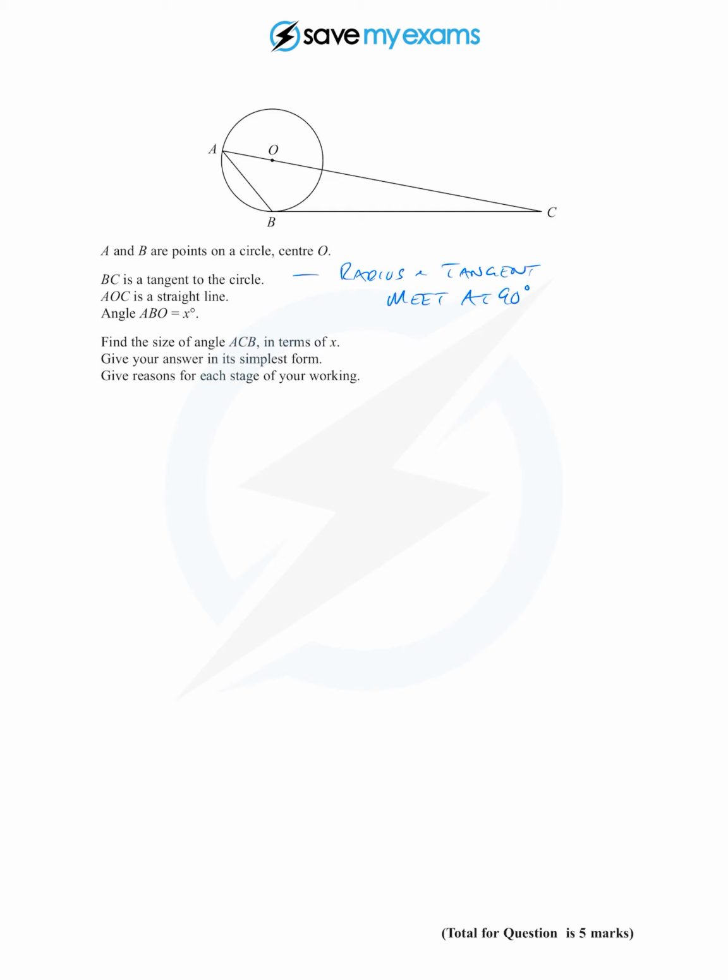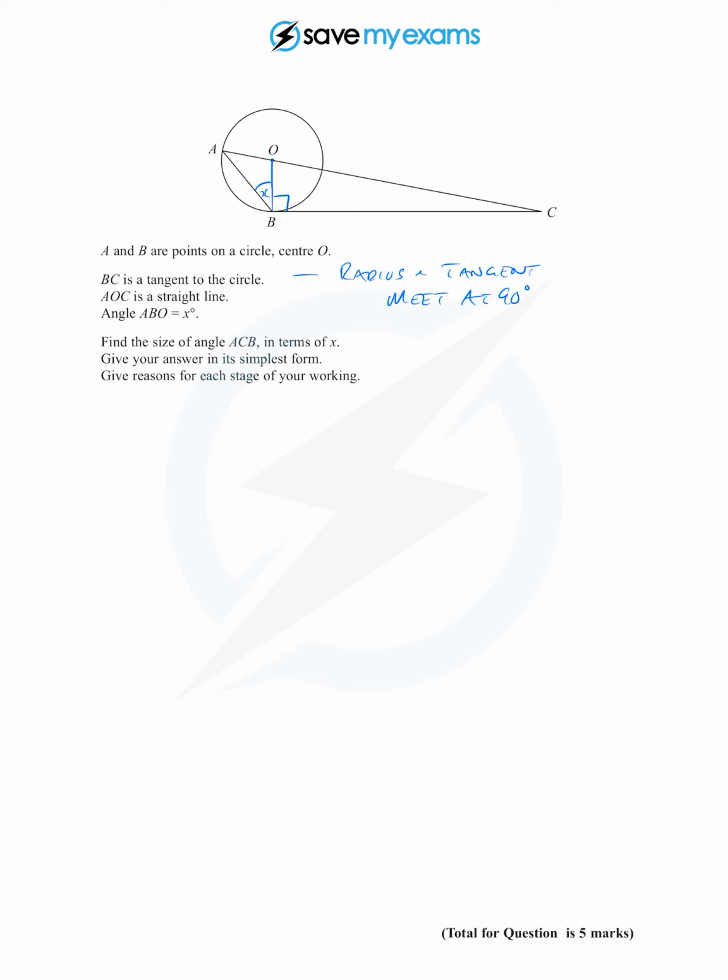Right, AOC is the next thing. That's a straight line. Okay. ABO is equal to x. Now, they haven't even given us ABO as an angle, so let's mark it in. ABO, that's x. And while I'm there, I've just drawn a radius. And we've just remembered that a radius and a tangent meet at right angles, so let's put that in as well. Okay. Find the size of angle ACB.